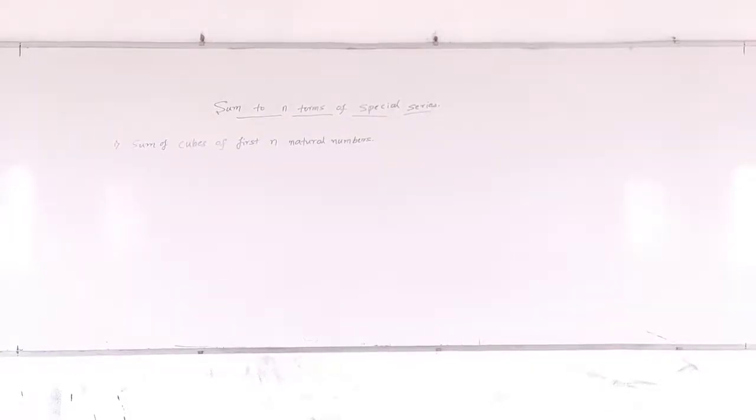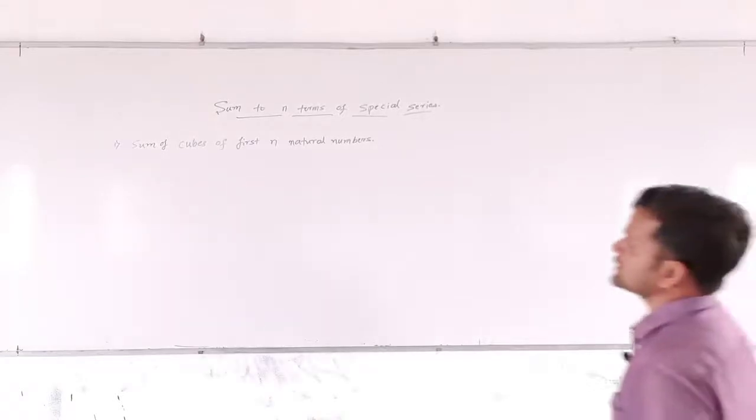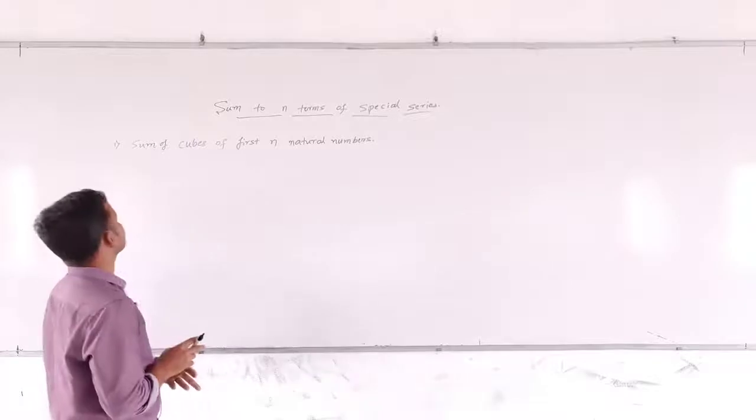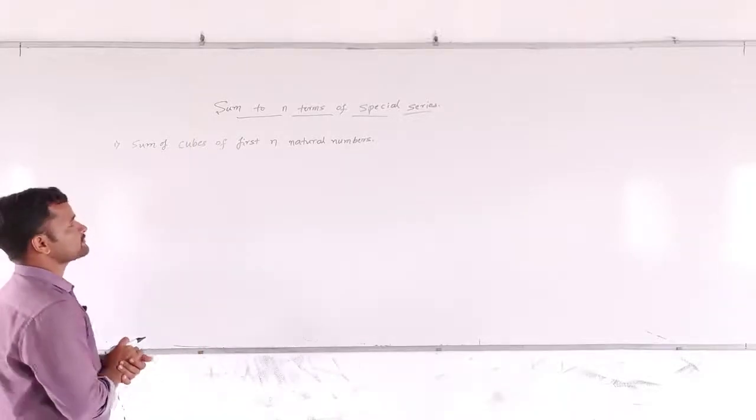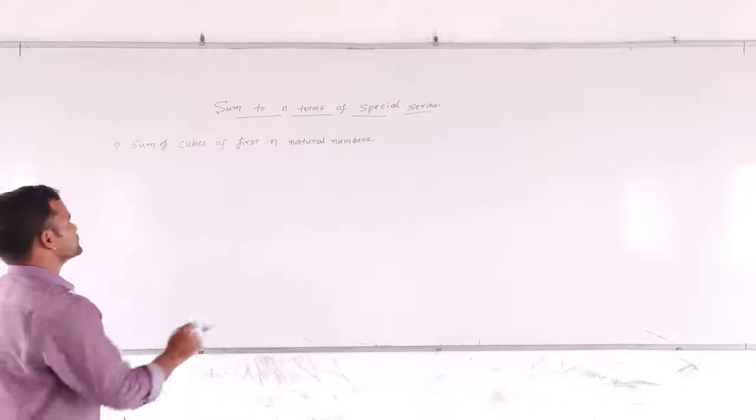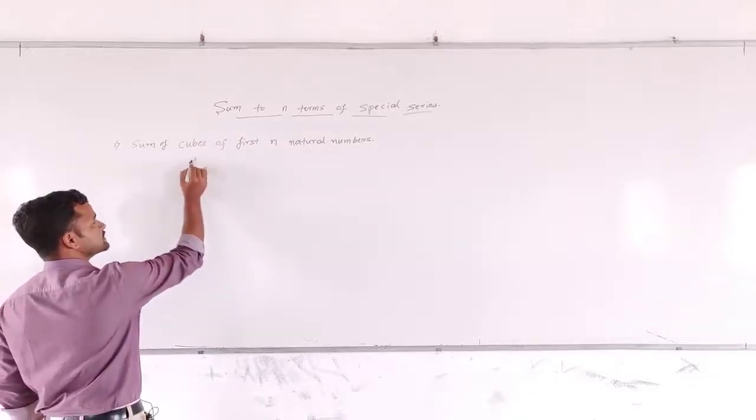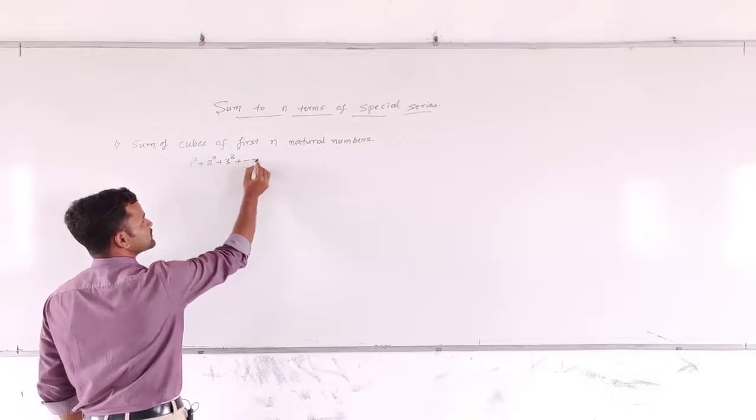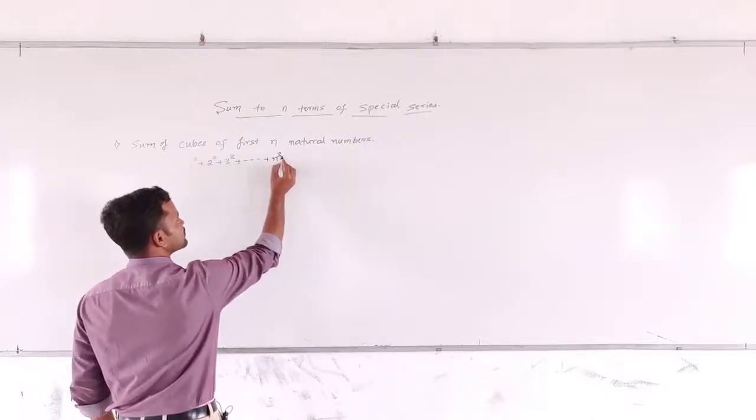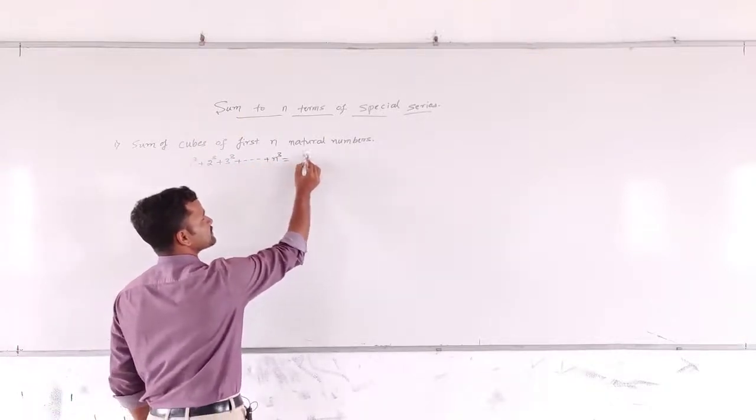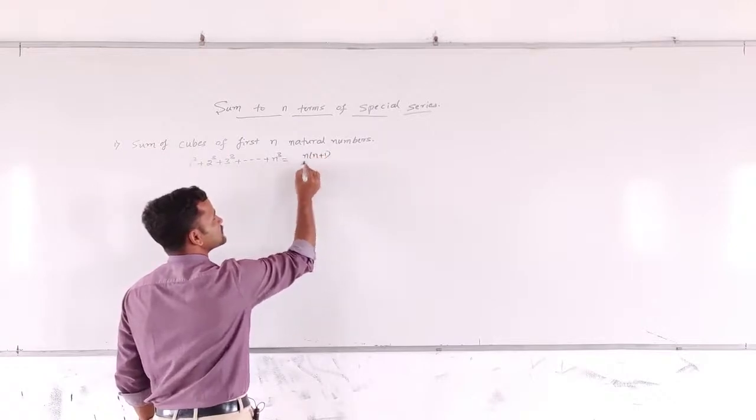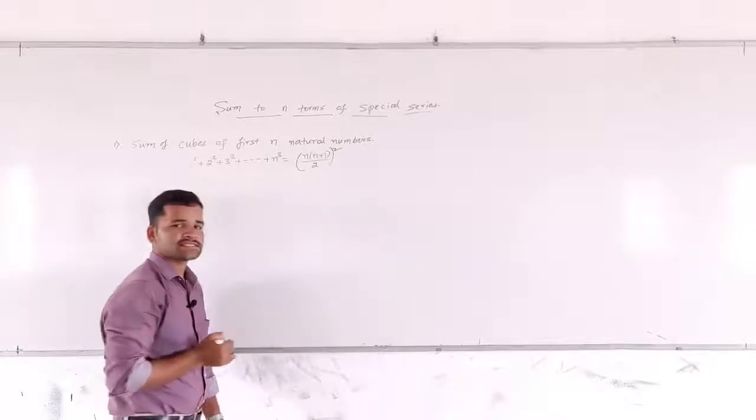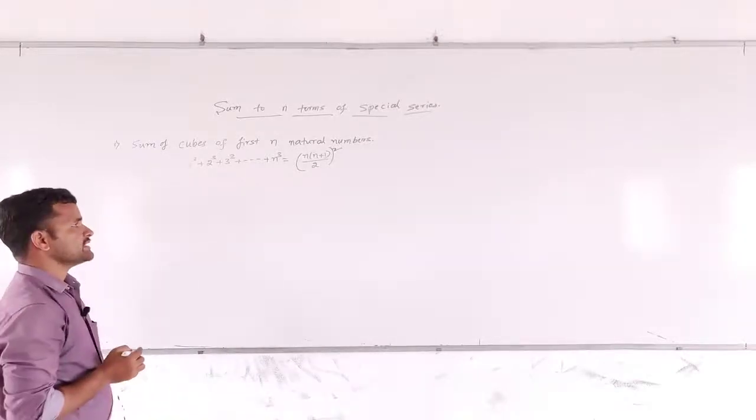Dear students, now we will go to the next, that is sum of cubes of first n natural numbers. Sum of cubes of first n natural numbers means it is 1 cube plus 2 cube plus 3 cube so on up to n cube is equal to, we are going to derive the formula n into n plus 1 by 2 whole square. This is the formula we are going to derive now.